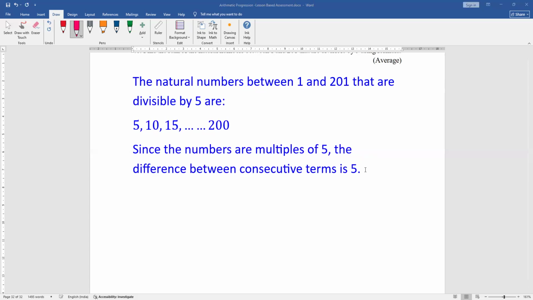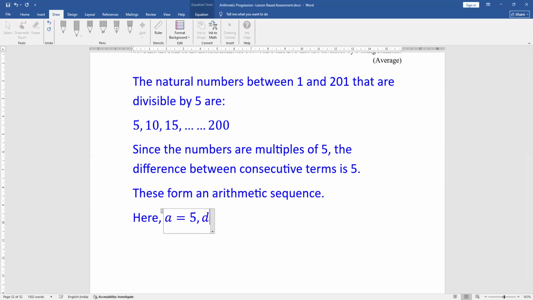Okay, so these form an arithmetic sequence. Okay. Now let me write down our findings. So here, the first term A is 5. Okay. A is 5. Then D is equal to 10 minus 5 is equal to 5. Okay. And then I want to write the last term. The last term will be 200.